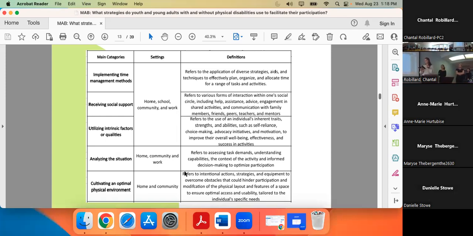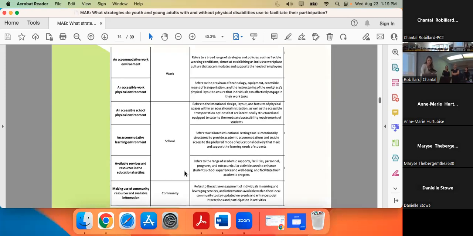Cultivating an optimal physical environment refers to intentional action, strategies, and equipment to overcome obstacles that could hinder participation. Examples include wear back brace before getting into chores. So if I have to stand for a long time, sorry, that's a participant's answer that we put into this category. Or also, I dedicate a space for work, school-related activities at home. So we put all strategies related to that under this main category.